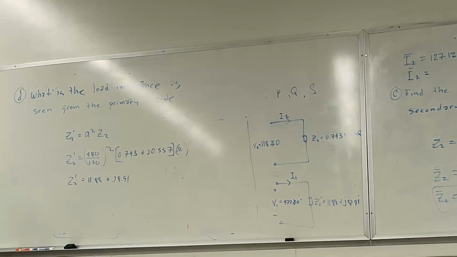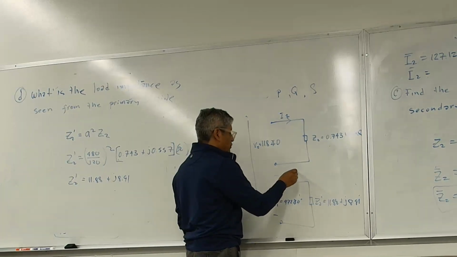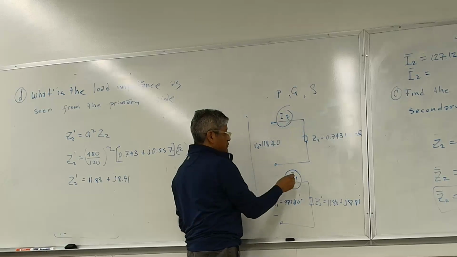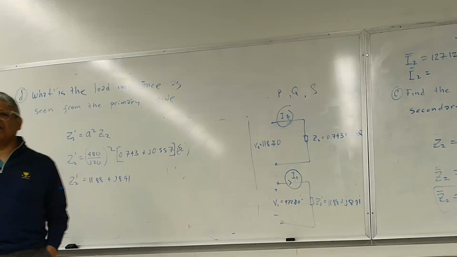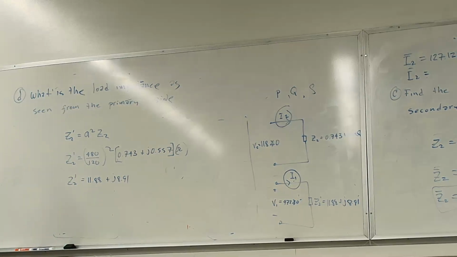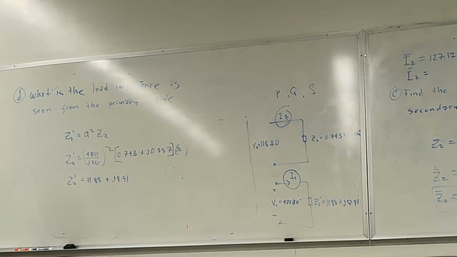In this problem, magnitude-wise, will you expect current I1, you know I2, to be larger? Don't even think about the angle for now, just the magnitude of the current. Are you expecting the current I1 to be lower or higher than I2? Lower. Okay, the higher the voltage, the lower the current and vice versa.